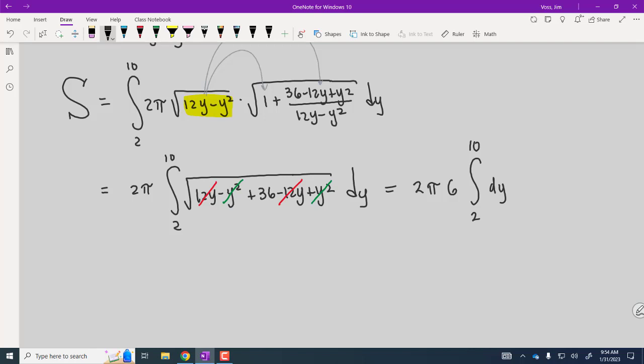And what is the evaluation of integral 2 to 10 dy? 8. It's the upper limit of integration minus the lower limit of integration. When you integrate a differential, you get the length of the interval. So we are going to end up with, what's that, 12 times 8? 12 times 8 is 96 times pi.